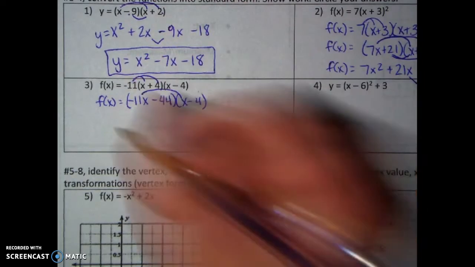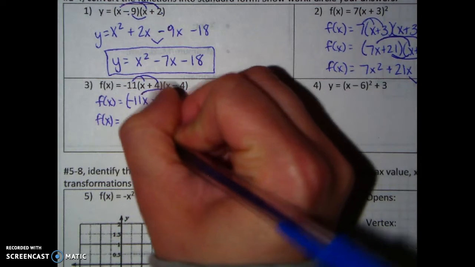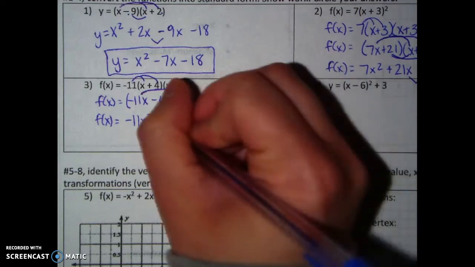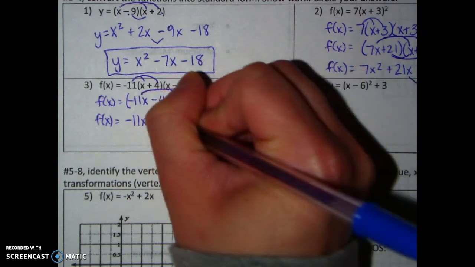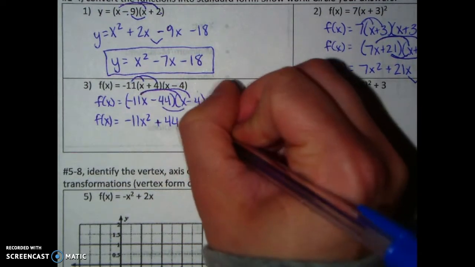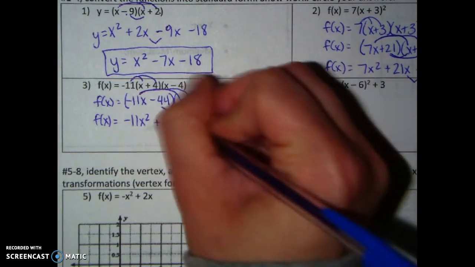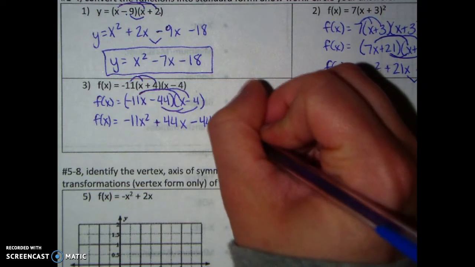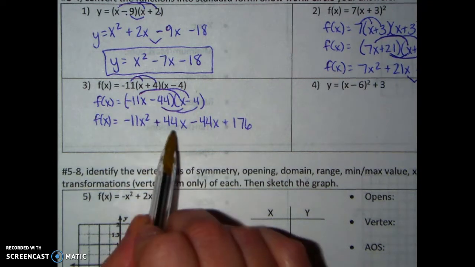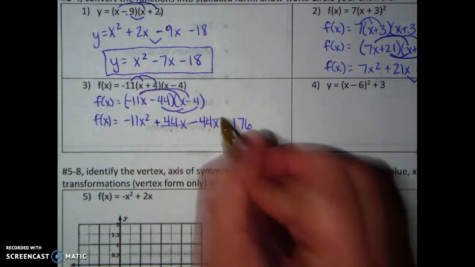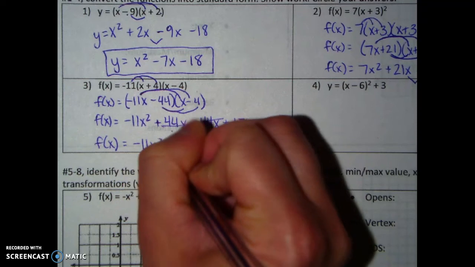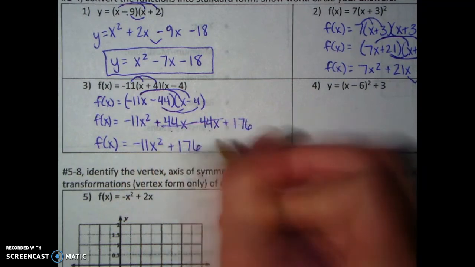Negative 11x times x is negative 11x squared. Negative 11x, I'm sorry, times negative 4 is plus 44x. Here, negative 44 times x is a negative 44x. Negative 44 times negative 4 is a positive 176. The two middle terms are opposites. When you combine these together, you get 0, so these two cancel each other out. So final answer is negative 11x squared plus 176.